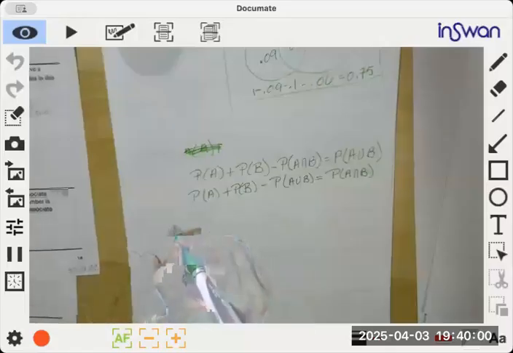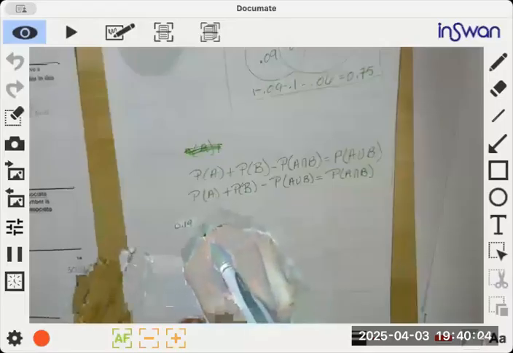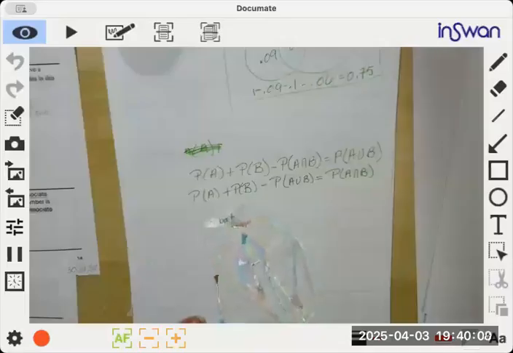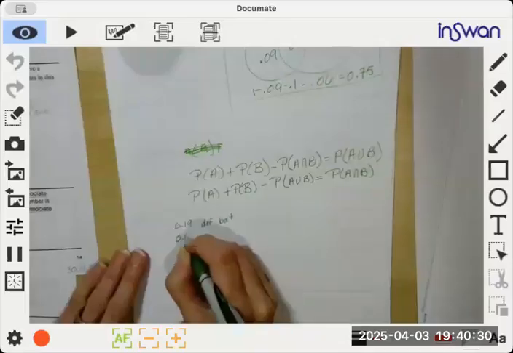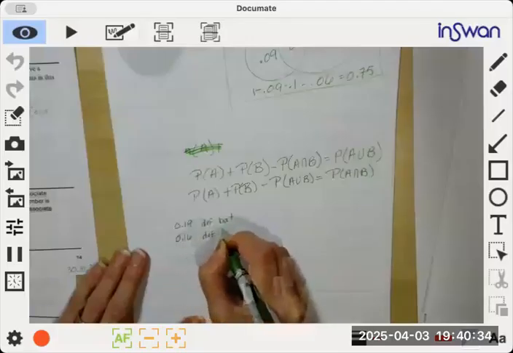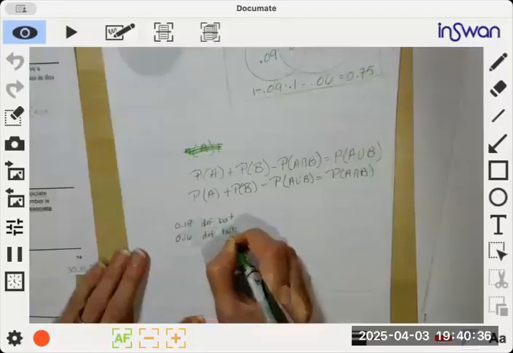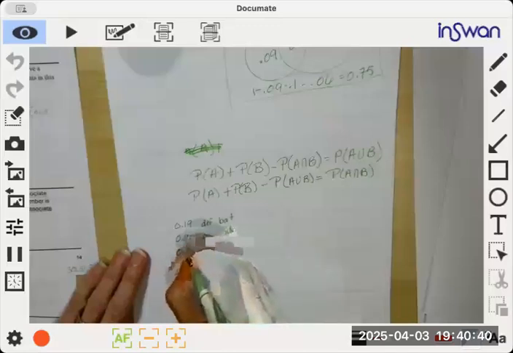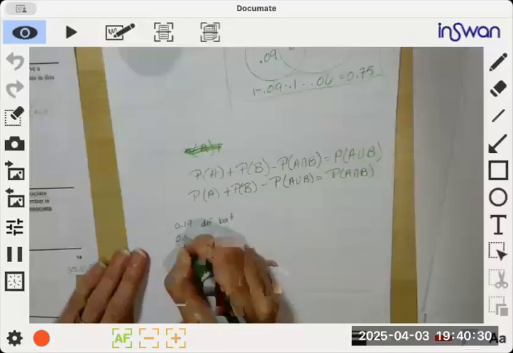Okay, thank you. So let me just go over it this way then. 0.19 is the defective battery. 0.16 is the defective bulb. I forgot the L. And 0.1 is both.